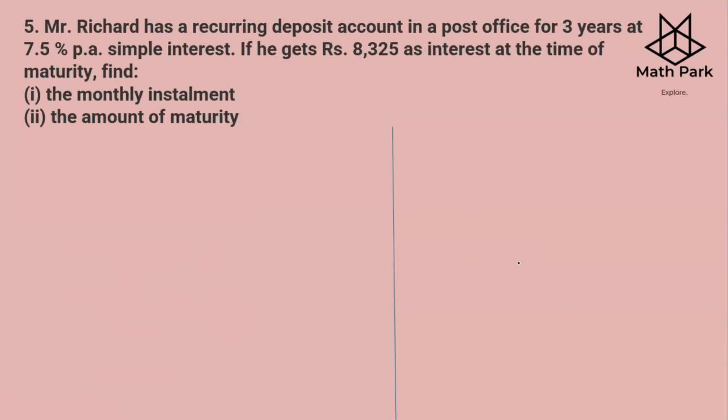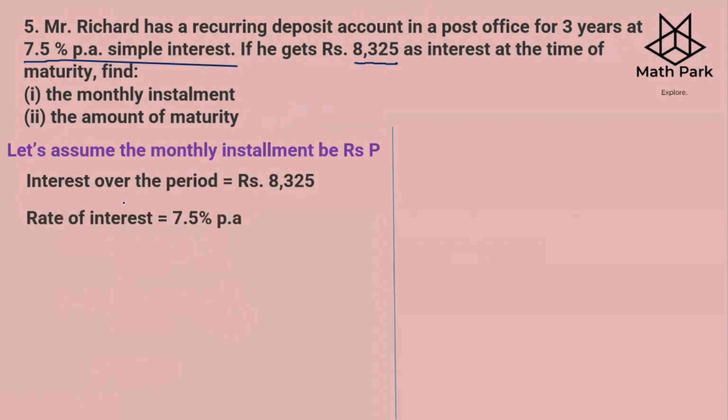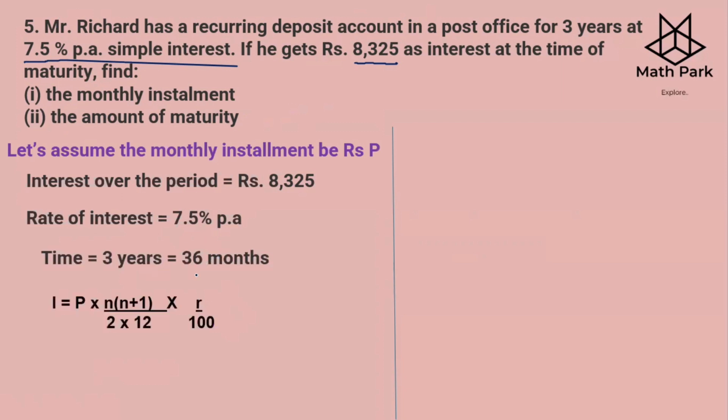Question number 5. Mr. Richard has a recurring deposit account in a post office for 3 years at 7.5% per annum simple interest. If he gets 8,325 as interest at the time of maturity, find the monthly installment. So monthly installment is to be P, which we don't know. Interest over the period is given to you as 8,325. Rate of interest is 7.5% per annum. The time is 3 years, which is 36 months.